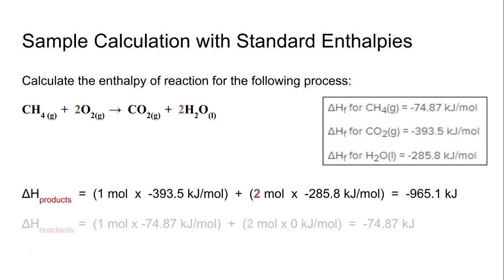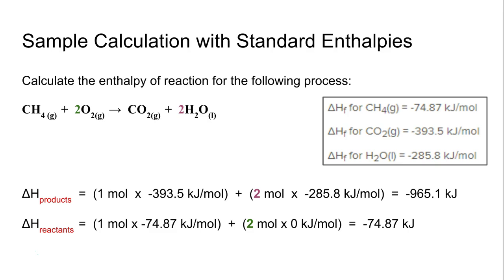So let's go to the reactants next. We have 1 mole of methane, which has a delta H of negative 74.87 kilojoules per mole. And we have 2 moles of oxygen, but oxygen's in its elemental form, so it has a standard enthalpy of 0 kilojoules per mole, giving us a total for our reactants of negative 74.87.